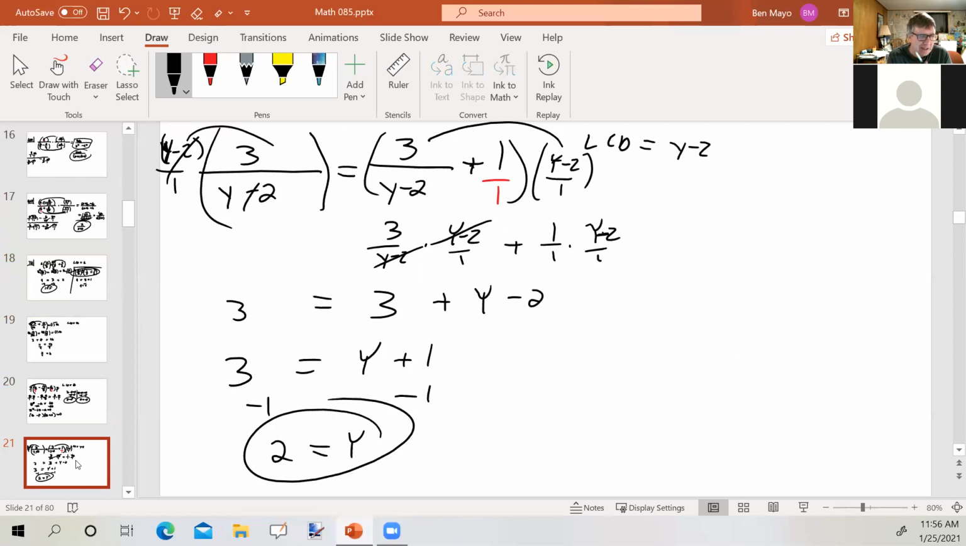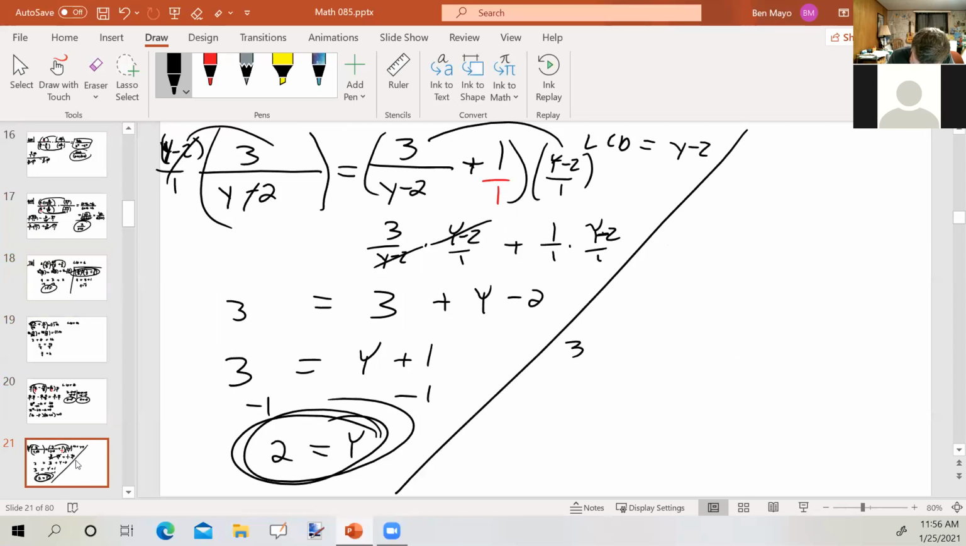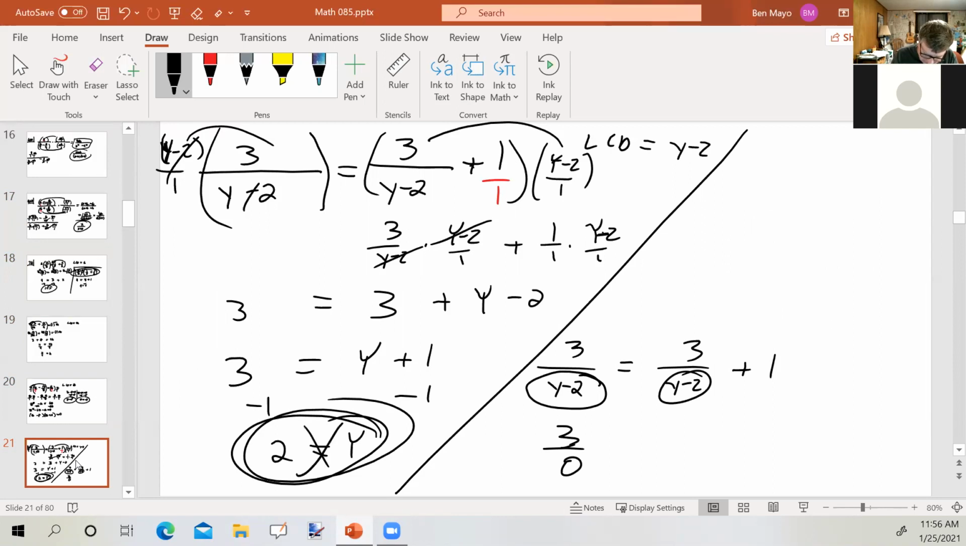Shame on me, because on this problem, if we take y equals 2 and we plug it back into the original equation, if y equals 2, what does that denominator become? What's 2 minus 2? 0. Same thing with that one. Well, if we get a solution that makes the denominator of any fraction in the original equation 0, remember dividing by 0 is undefined, so this is no solution.